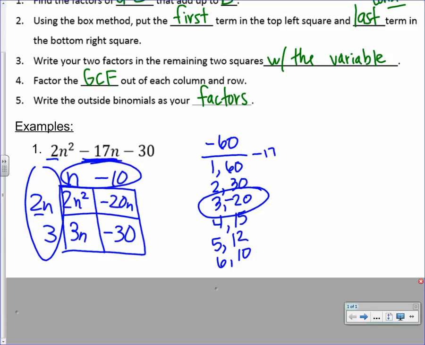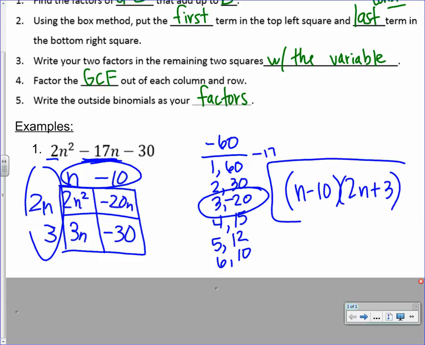Okay, and that's not a negative, I just underlined that. Let me fix that. So our final answer is going to be n minus 10 times 2n plus 3. It really doesn't matter which one you write first, because 3 times 7 is the same as 7 times 3.